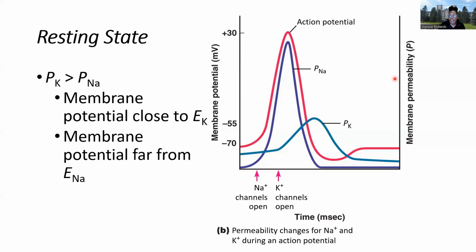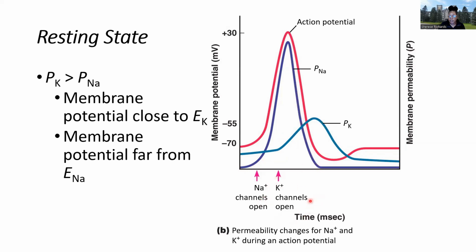All right, and if you look at the graph here, here's what's happening with the action potential in red. The purple line shows sodium's permeability. So sodium's permeability starts low, and then when the sodium channel opens up, it's going to rapidly increase as sodium moves into the cell. And then when the inactivation gates close, it's going to rapidly decrease, as sodium is no longer able to move.